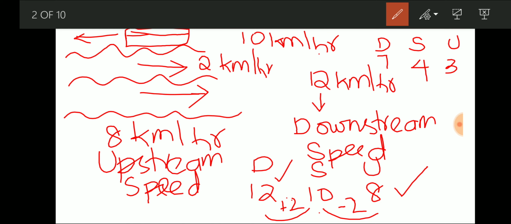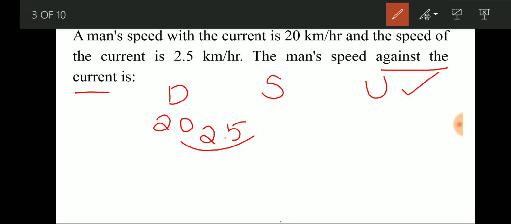Downstream is 20 and 2.5 is the stream speed. Then we'll have still water and upstream. They're asking for against the stream, which is upstream. We know downstream is the stream speed added to the still water. So if it is not added, it will be the still water speed. Stream speed is 2.5 and downstream is 20, so the still water will be 17.5 kilometers per hour.